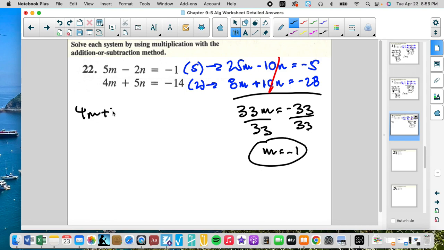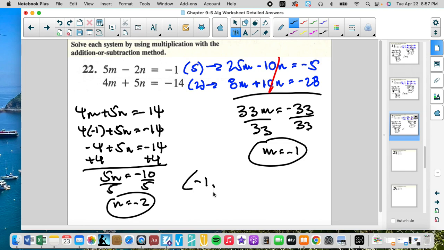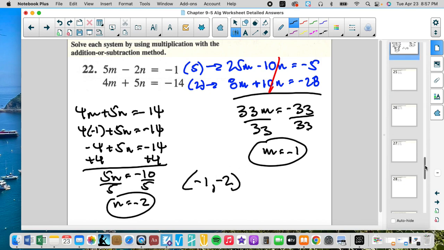4m plus 5n equals negative 14. 4 times negative 1 plus 5n equals negative 14. Negative 4 plus 5n equals negative 14. Add 4. 5n equals negative 10. Divide by 5. n equals negative 2. That's going to be where students make mistakes also. They just don't put it in the proper order, alphabetical order.